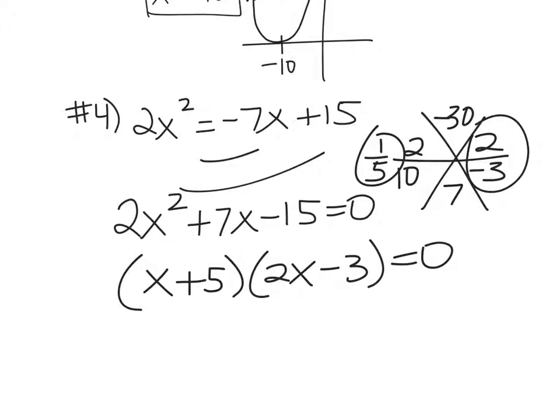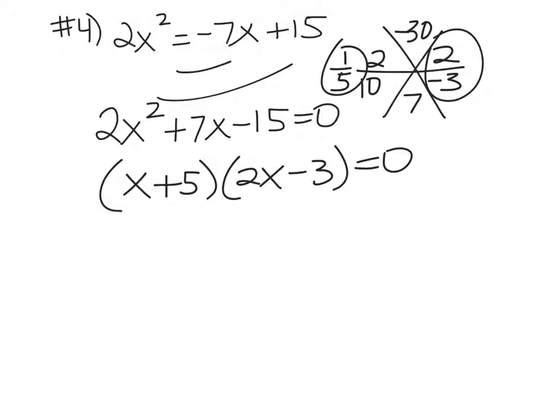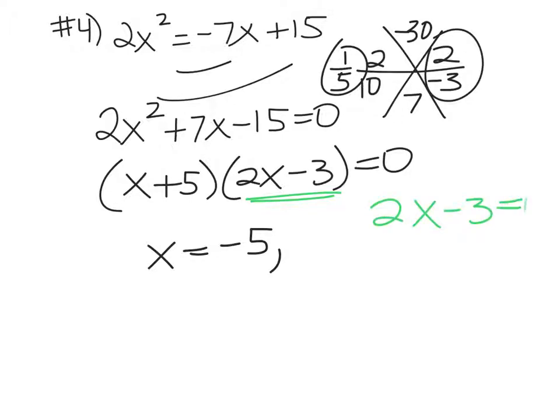Now, so far we've had really nice factors, right? And so we can tell right away that one of our answers is negative 5. But what about this one over here? How is that going to be 0? Well, you know what you do? You set it equal to 0 and solve, right? We're trying to find out what x is going to be to make that 0. Just set it equal to 0 and solve.